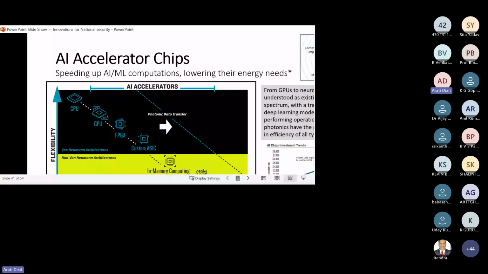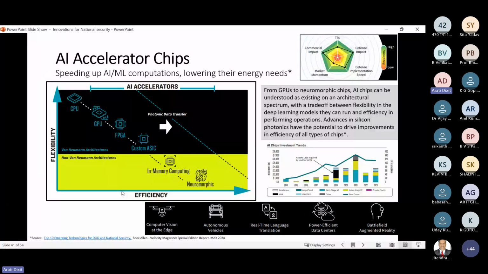As a disclosure, by no means am I an expert in all these areas and technologies, but I thought let us try to sow seeds and see what kind of things are happening and what areas people are working in these days. The first one is AI accelerator chips.